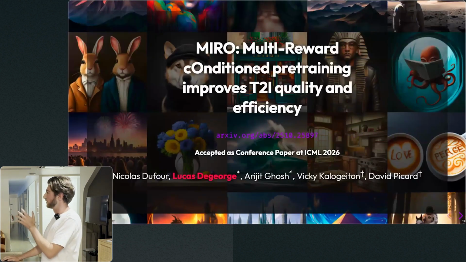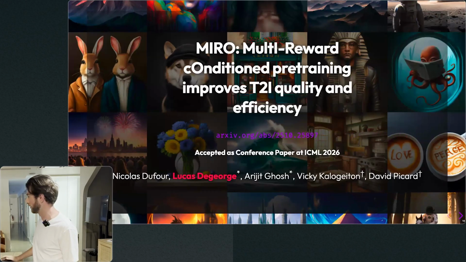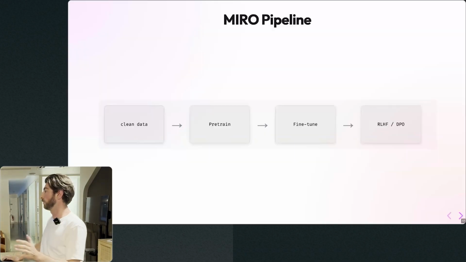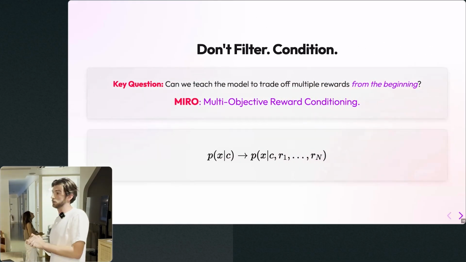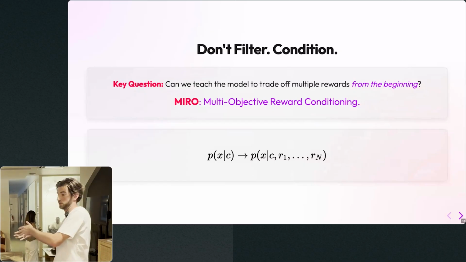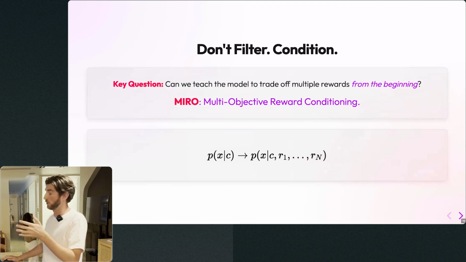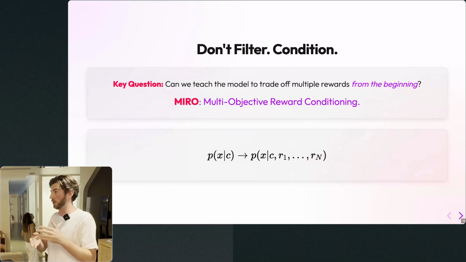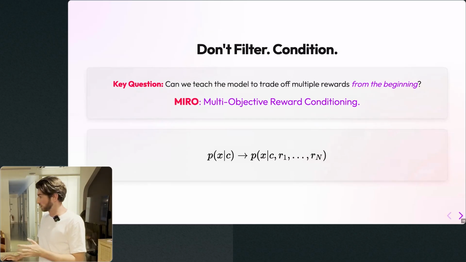So here comes the second work, MIRO. This work has just been accepted at ICML. We presented it a few weeks ago in Seoul. It was very nice. So what we do is merge those three stages into one training step. Instead of pre-training on an uncurated dataset and then showing the model good images that we want to generate, we will show directly during the pre-training the signal from those rewards. So instead of filtering by rewards and optimizing for those rewards later, we will condition during pre-training on those rewards.